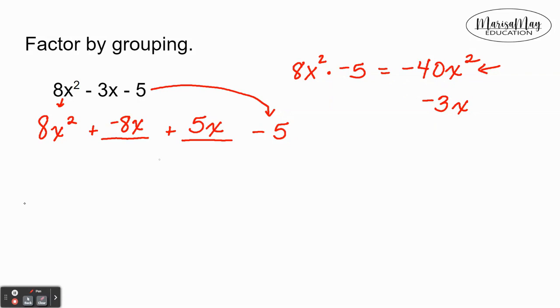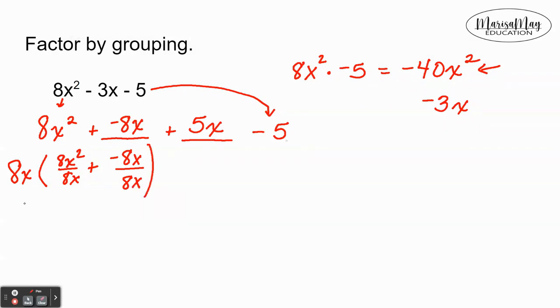Now let's look at the first two. What do the first two terms have in common? They have an 8x, right? So I'm going to put an 8x out in front of a parentheses. And then I'm going to take the first term and divide by 8x. Then I'll take the second term and divide it by 8x.